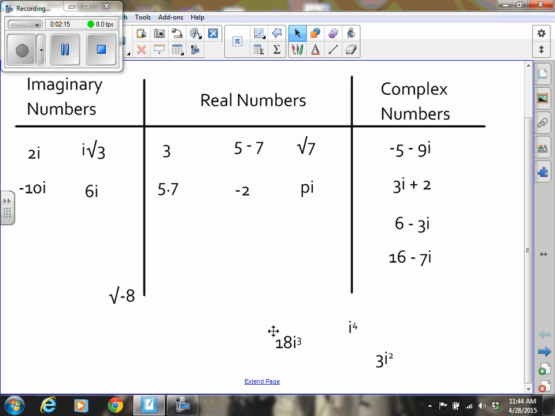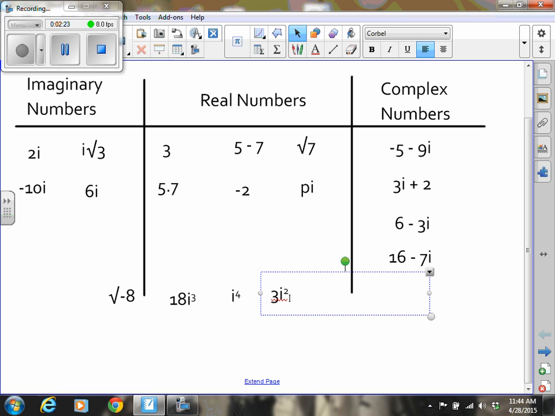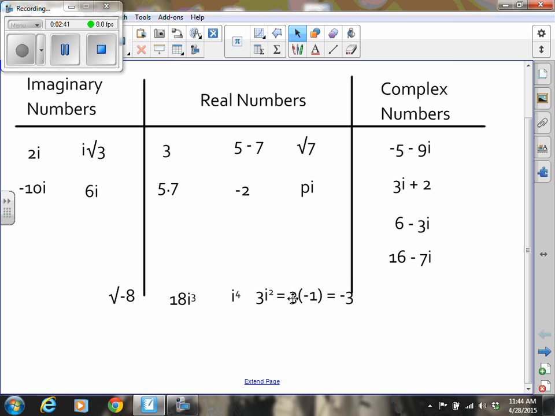Now, these other examples that we have here, we have to think about them a little bit, about where they would need to go. They're going to require some simplification. Let's start with 3i to the second. Based on what we've learned in our previous lessons, 3i squared is equal to 3 times negative 1, because i to the second is equal to negative 1. So 3 times negative 1 is negative 3. When I simplify 3i squared, that becomes a real number.